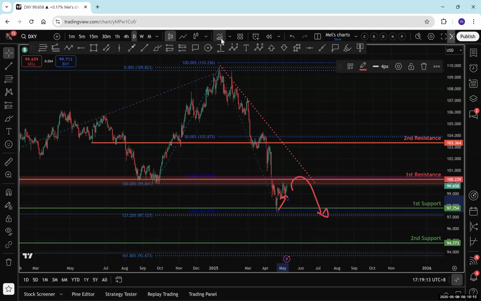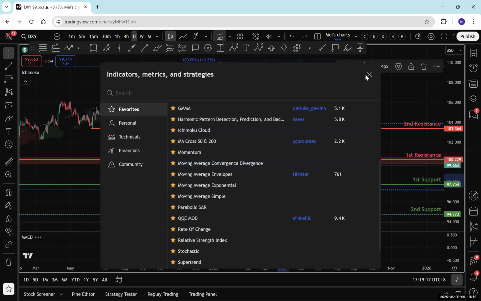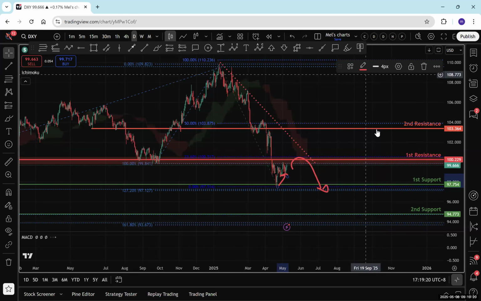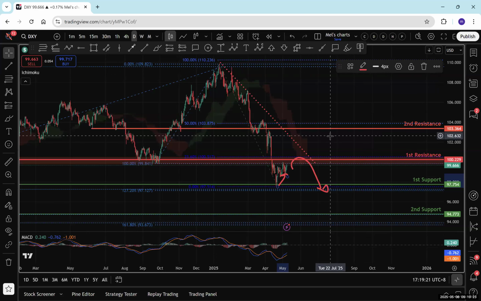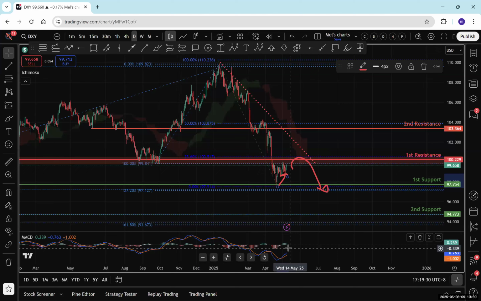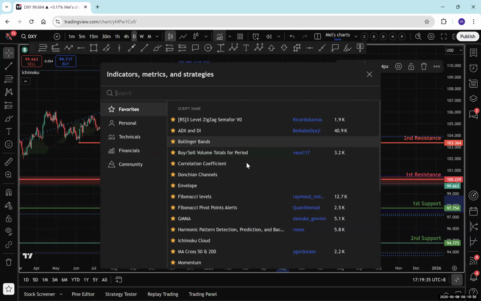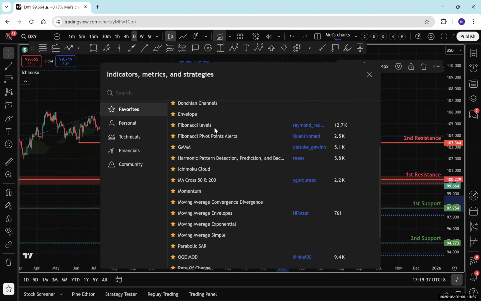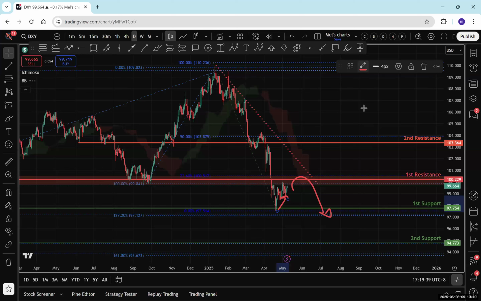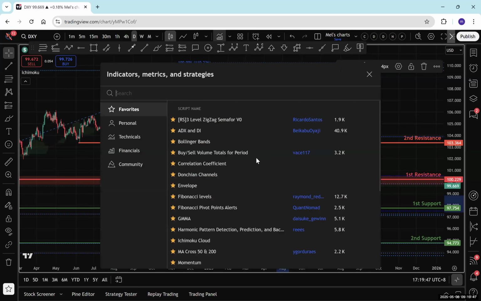But let's go ahead and look at our indicators to see if they support our analysis. Let's look at Ichimoku and MACD. So Ichimoku, you can see, is giving us a pretty bearish signal. We have prices moving below the cloud, which is a bearish signal. MACD is giving us a bullish signal, so that doesn't support our analysis. Now let's look at our Bollinger Bands. Okay, Bollinger Bands aren't really telling us much right now as well, so I'm gonna remove that.